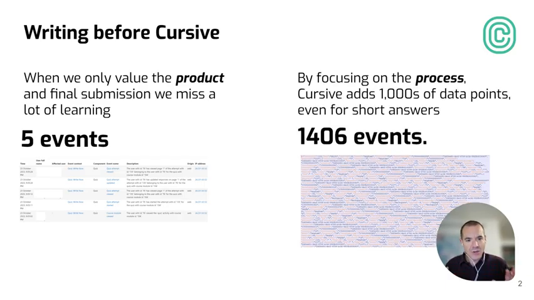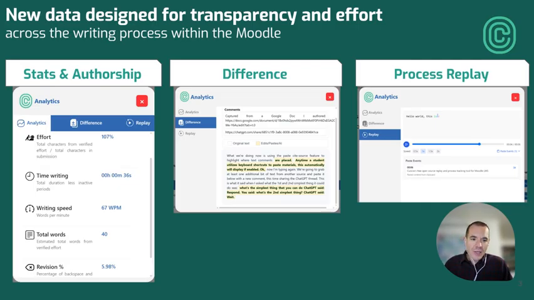Now, when we add Cursive to assignments in your courses, we get a lot more data related to the process of writing. There's going to be thousands of data points, even for short answer questions, with rich, granular information about the writing process as it occurred. Now, we use that information to provide you all sorts of new insights about the writing process as it occurs in Moodle. First and foremost, statistics and analytics about the writing process.